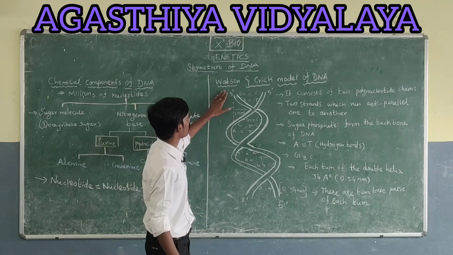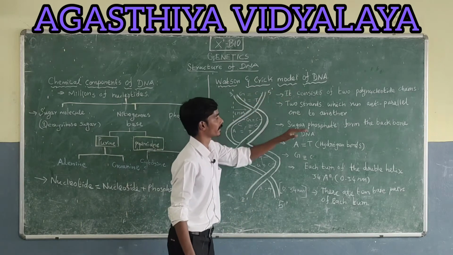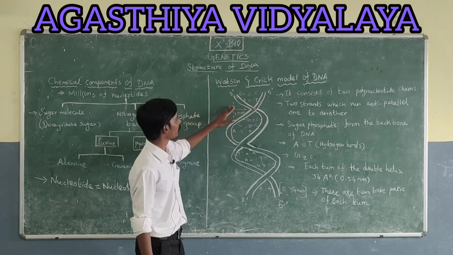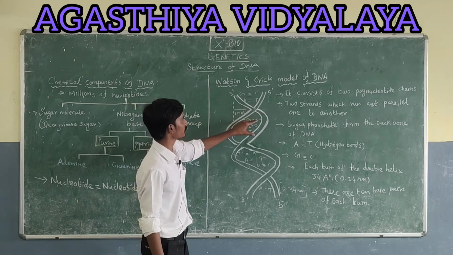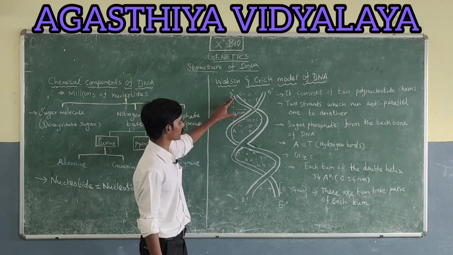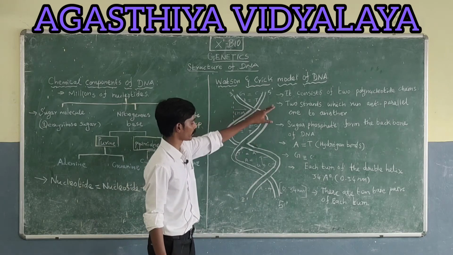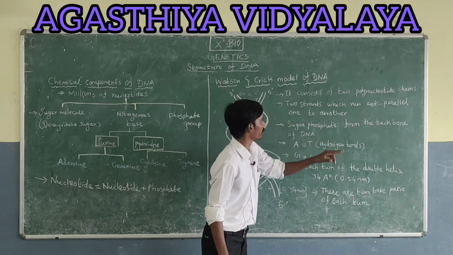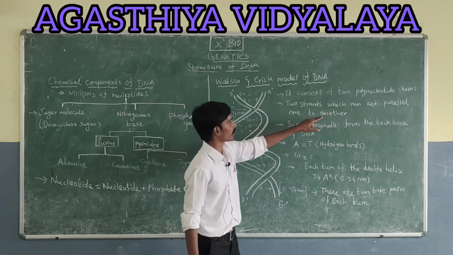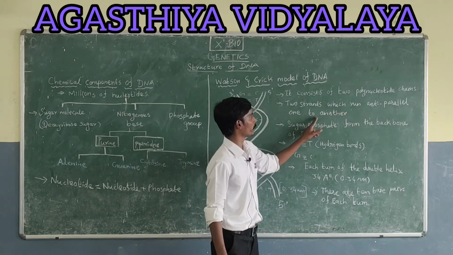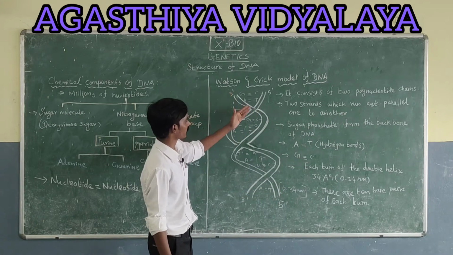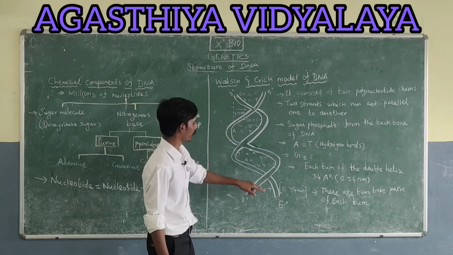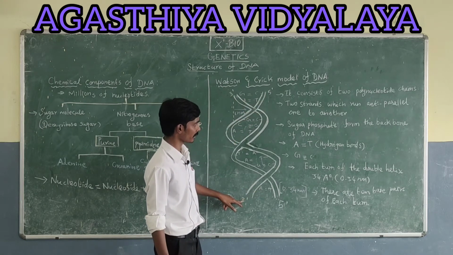Now we will discuss the Watson and Crick model of DNA. This is the structure of the Watson and Crick model of DNA. They have two polynucleotide chains, called 3' to 5' and 5' to 3'. It consists of two polynucleotide chains, two strands which run anti-parallel to one another. So one strand is anti-parallel to the other, that is called 3' to 5', 5' to 3'.